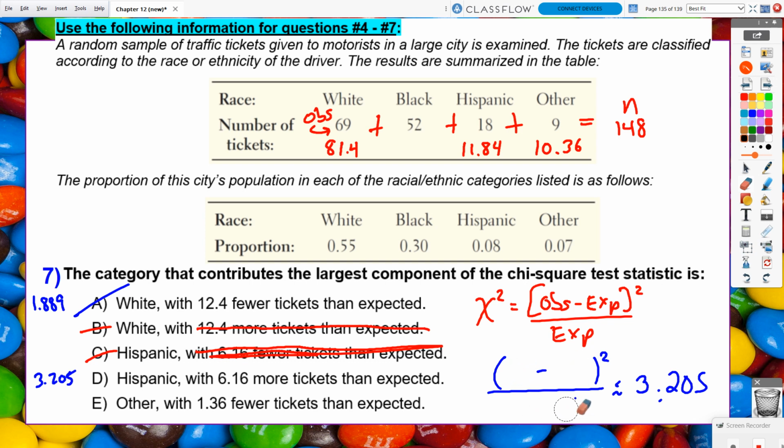So now let's look at the other. We observed 9. We expected 10.36. So 9 minus 10.36 quantity squared divided by 10.36 gives me a minuscule 0.1785. So the winner is Hispanic with 6.16 more tickets than expected.